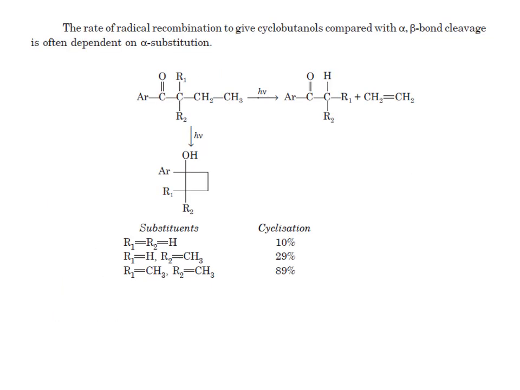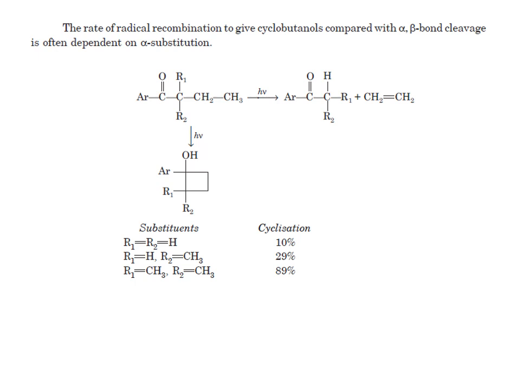Now the rate of the radical recombination to give the cyclobutanols compared to the alpha-beta bond cleavage is often dependent on the alpha substitution. For example, here we see that this is the alpha carbon, this is the beta, this is the gamma carbon, and the alpha carbon has substituents R1 and R2. In presence of light, the ketone molecule can give an alkene, and another path it can give is this cyclobutanol derivative. Now, if R1 equals R2 equals H, then cyclization is 10%.